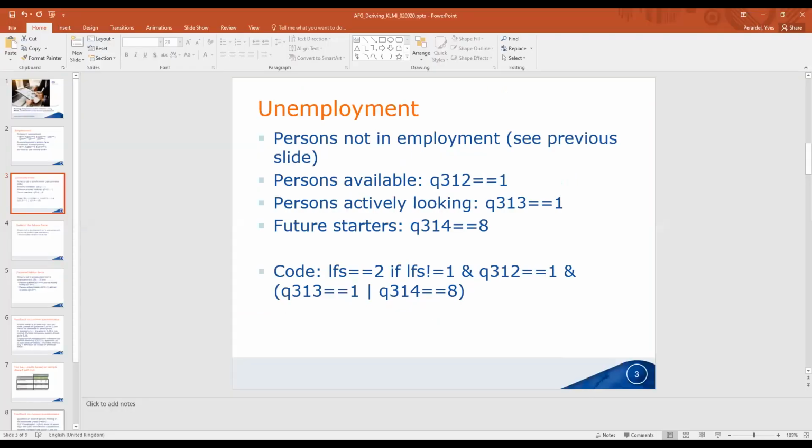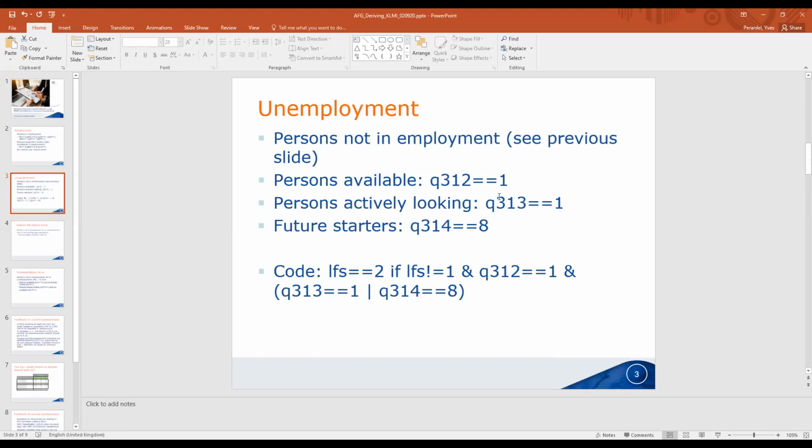Again, looking at questionnaire 313, did you try to find work or start a job in the last 4 weeks? And actually here the reference period is good, it's 4 weeks. The question clearly asks, were you actively looking? So normally you will have only the persons who say yes, I'm available in 312, and yes, I'm actively looking in 313, that are considered as unemployed.